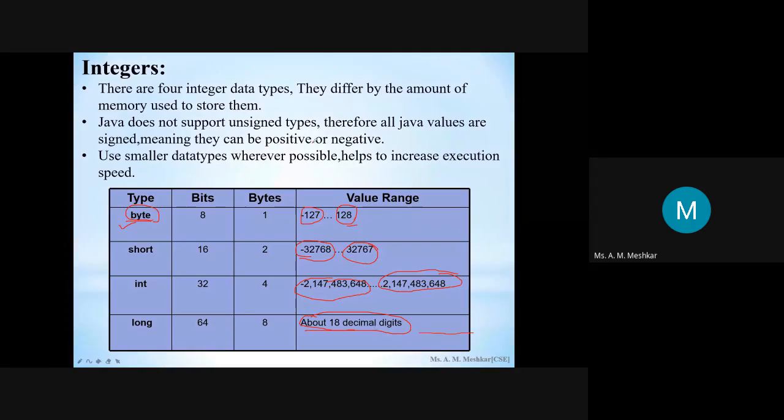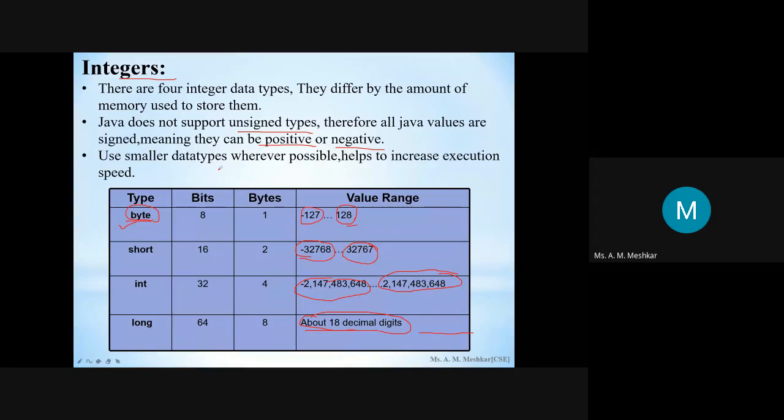Then Java does not support unsigned data types. So every integer value in Java will be either positive or negative. There will be a sign in front of every integer number in Java.